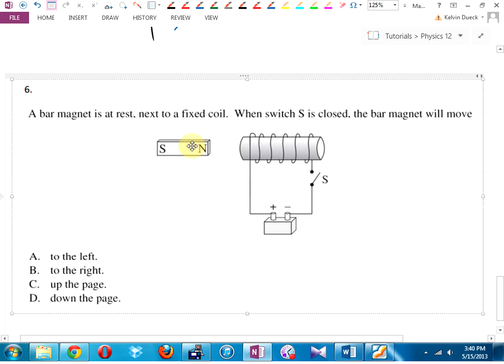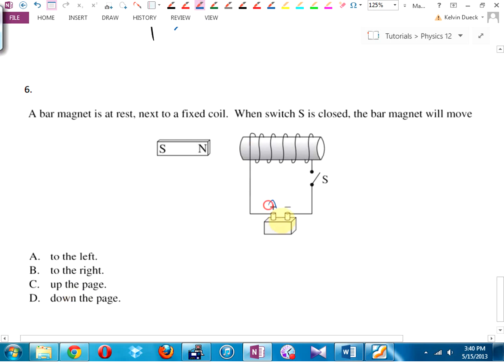A bar magnet is at rest. Let's imagine it's hanging by a thin thread, so it's free to rotate. When the switch S is closed, the bar magnet will move left, right, up the page, or down the page. Let's close the switch and draw in the current, because that's a solenoid. So when I close the switch, here's the positive, so the current is going to be going this way, this way, this way.